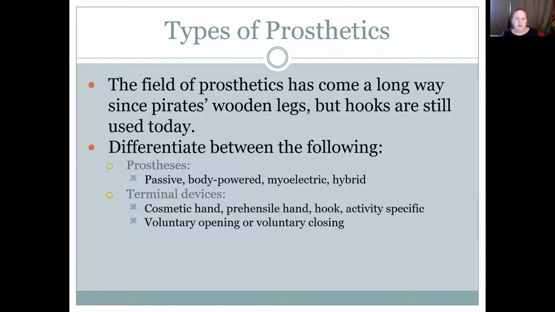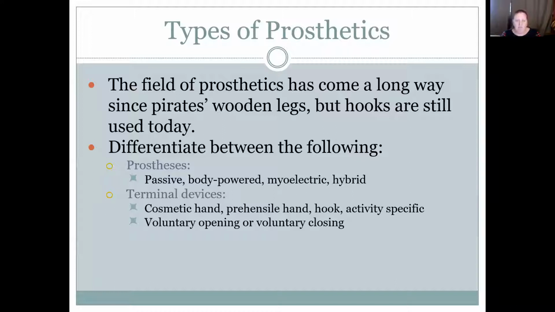There are many different types of prosthesis. Again, I know Megan Taylor will be covering some of this. We'll go over a broad view here. The field of prosthetics has come a long way since Pirates' wooden legs, but hooks are still used today. We do differentiate between the following. Prosthesis is passive, body-powered, myoelectric, and hybrid types. Then you have terminal devices, okay? This is a cosmetic hand, a prehensile hand, a hook, and activity-specific styles of hands. And they can be voluntary opening or voluntary closing, okay?